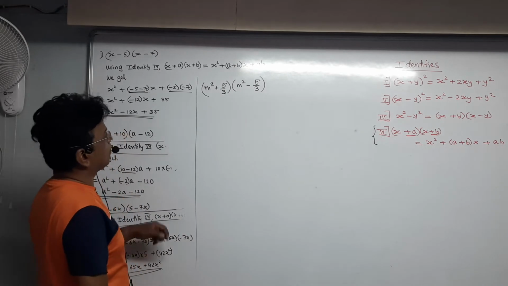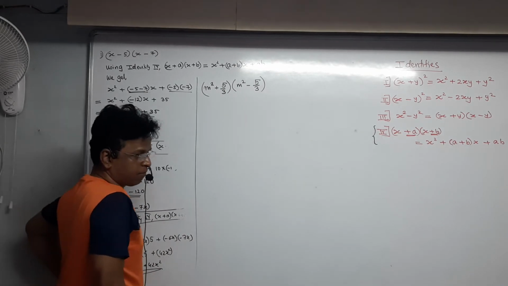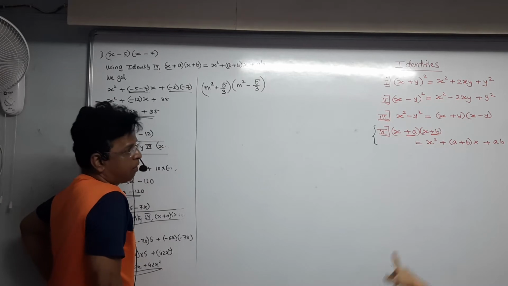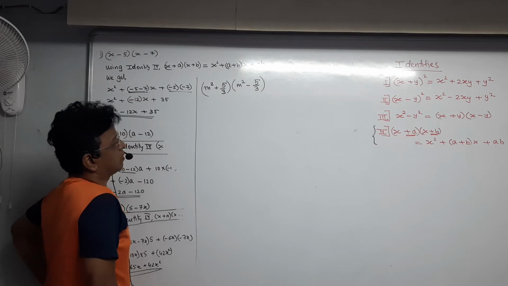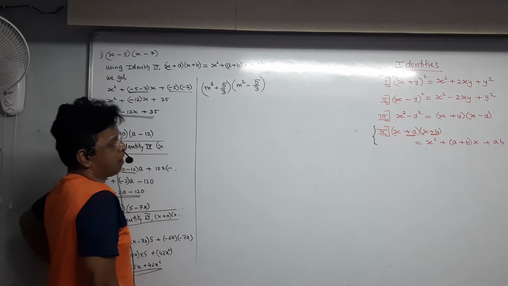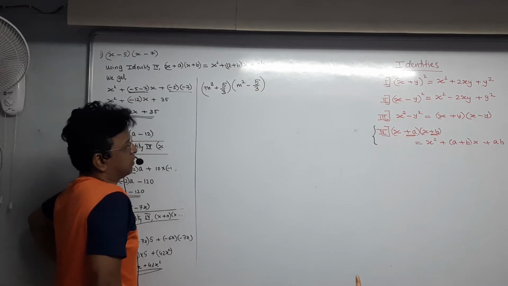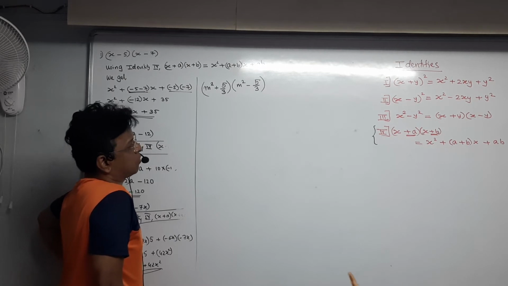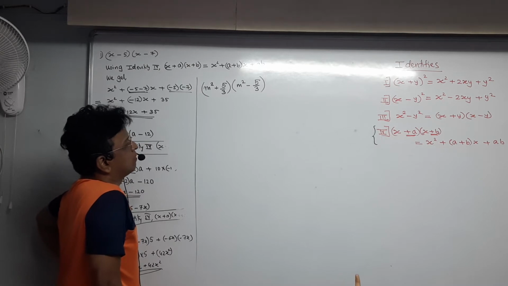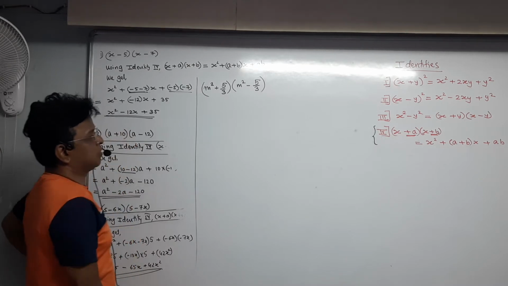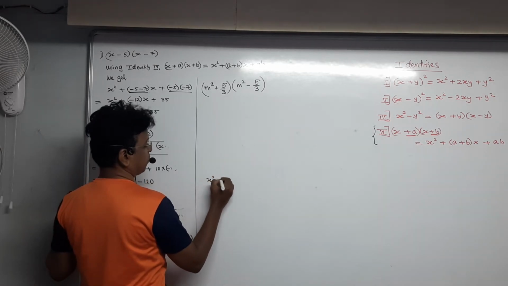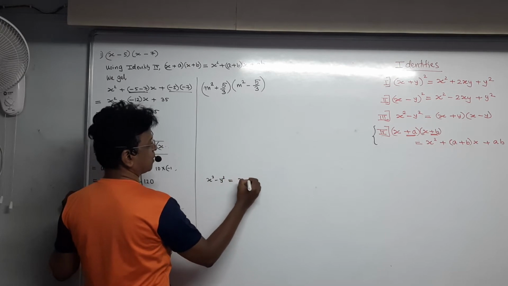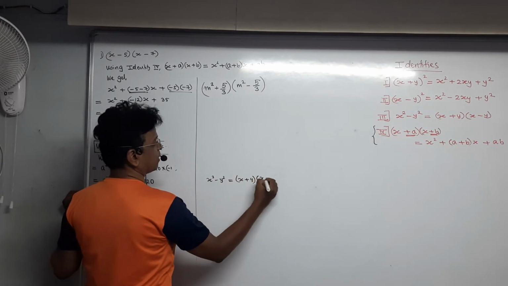Actually speaking, you can do it by some other method also. Yes sir? Which one? The third one. Third one, yes. In third one, what will you write over here? Using identity third, x square minus y square is equal to x plus y into x minus y. What will you get? Then m square minus 5 upon 3 square. See here what happens.